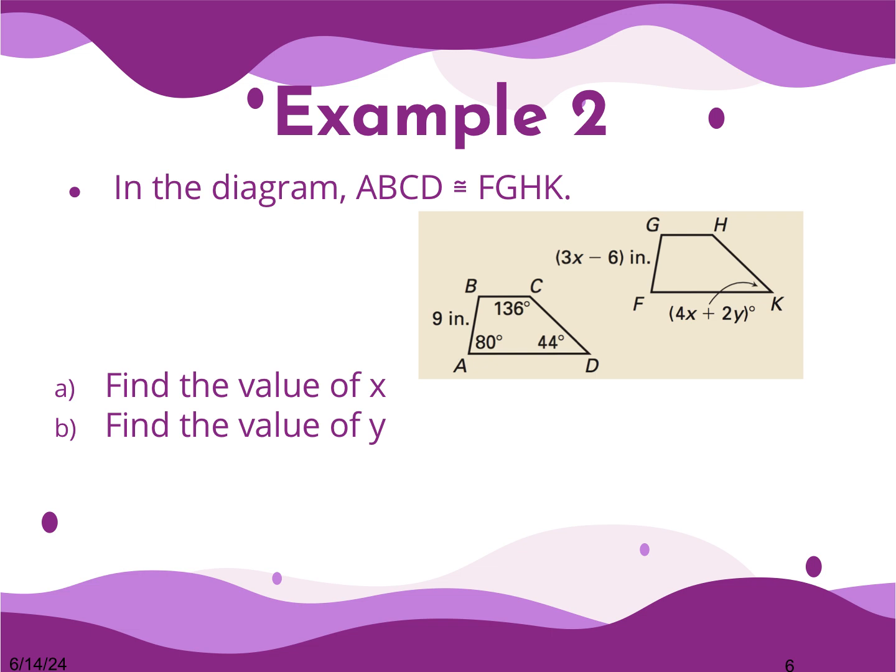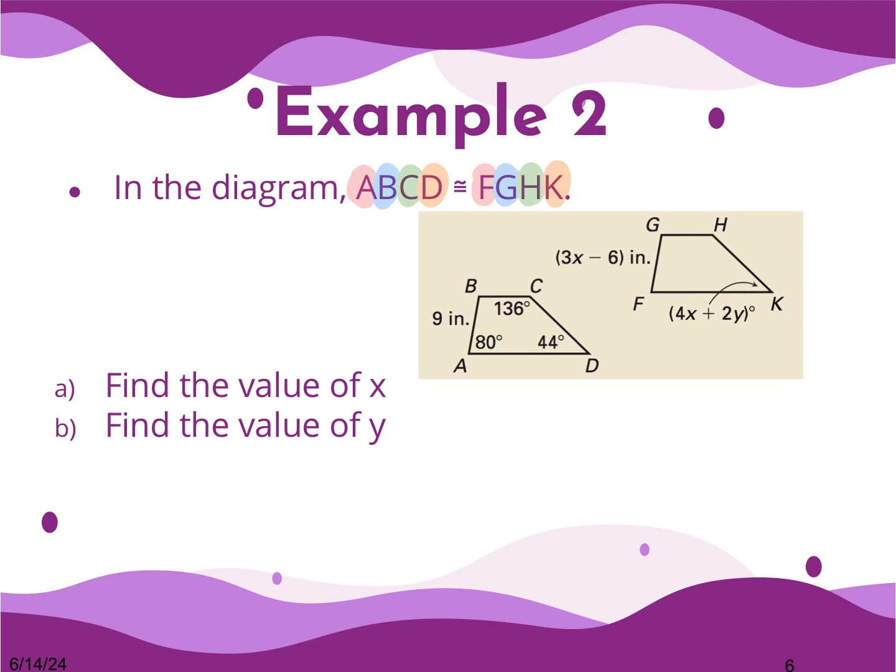It says in the diagram, ABCD is congruent to FGHK. I'm just going to go ahead and mark what's congruent. My A is with my F. My B is with my G. My C is with my H because they're congruent, and D is with K. Okay, first they want us to find the value of X.